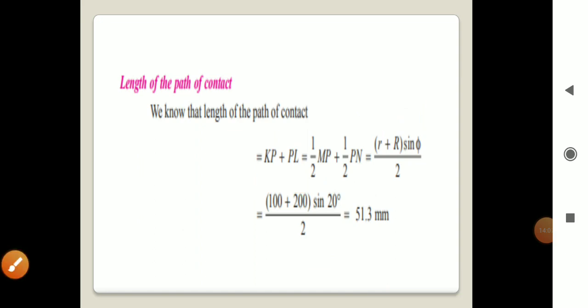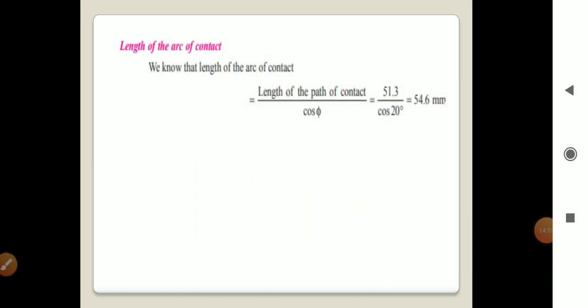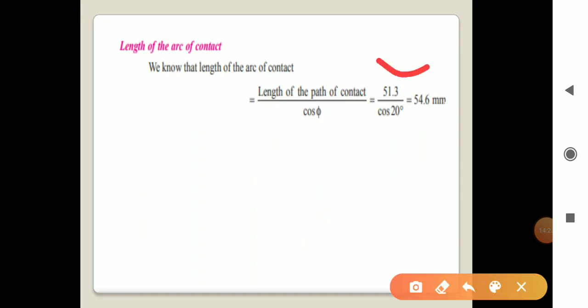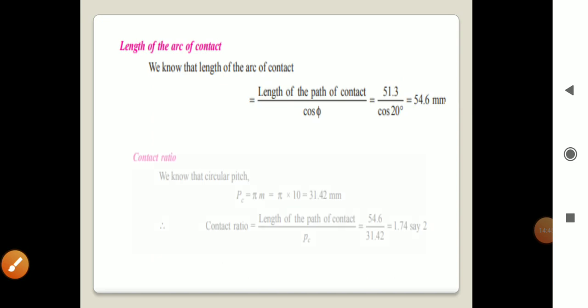So this is our length of path of contact. Now next is the length of arc of contact. There is a very simple formula. The length of arc of contact is equal to the length of path of contact divided by cos of phi. We already calculated the length of path of contact, that is 51.3 divided by cos of 20. Just put the values on the calculator and we directly got the value, 54.6 mm. This is the length of arc of contact. Now next is the contact ratio. This is our last finding.